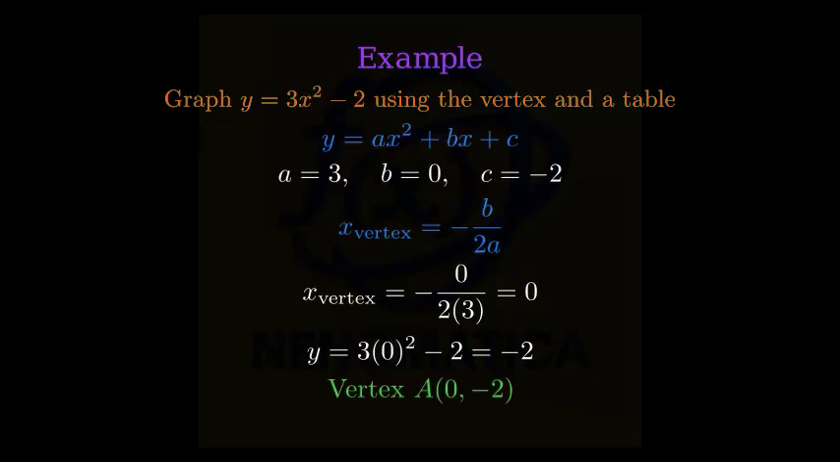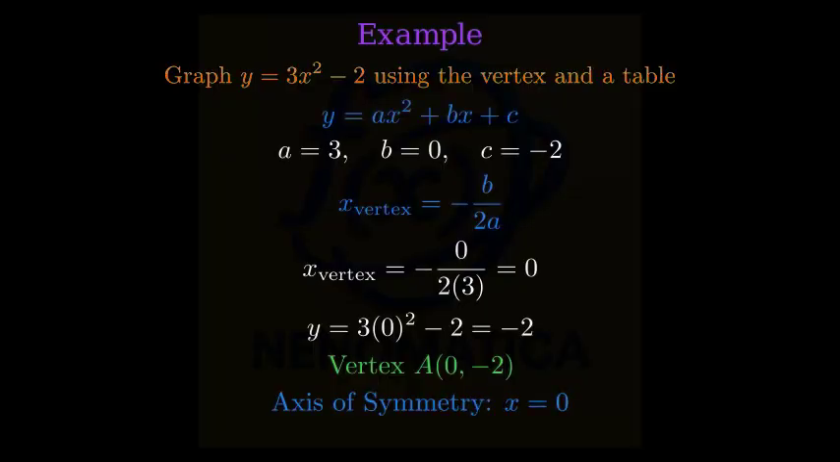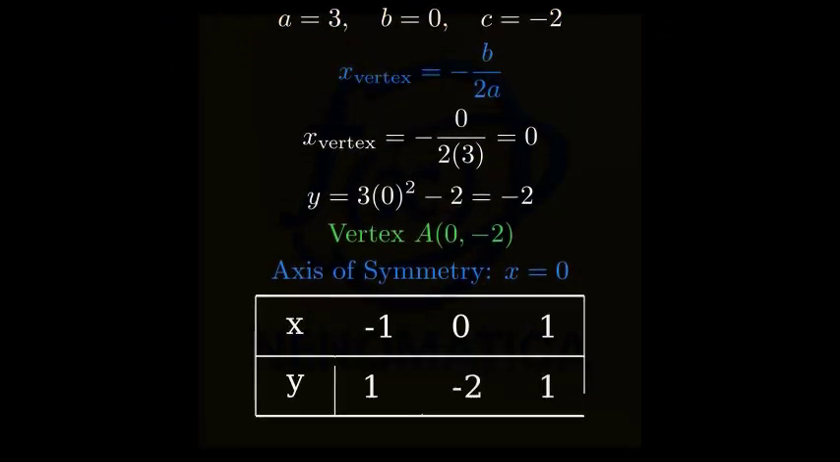Step 4. Complete a quick table of values around the vertex. We will use x equals negative 1, x equals 0, and x equals 1. Substituting gives y equals 1, y equals negative 2, and y equals 1.